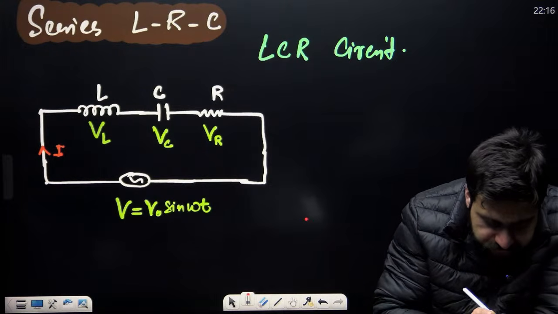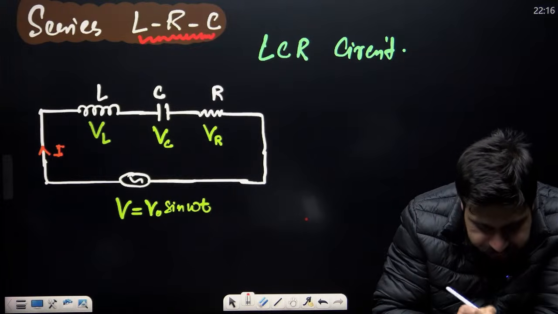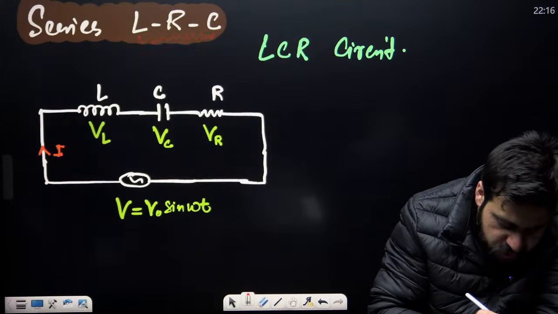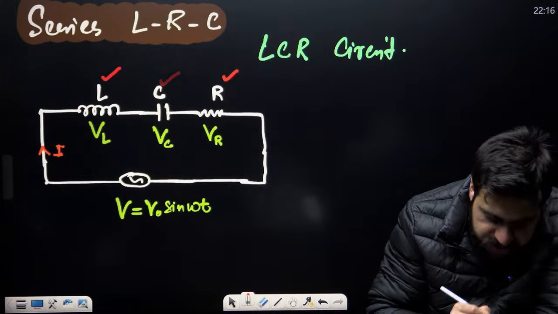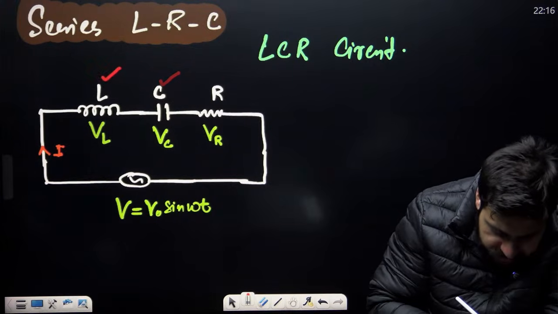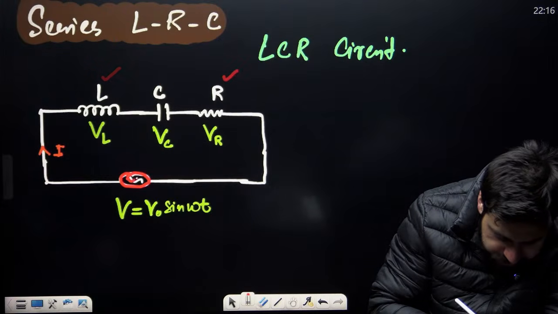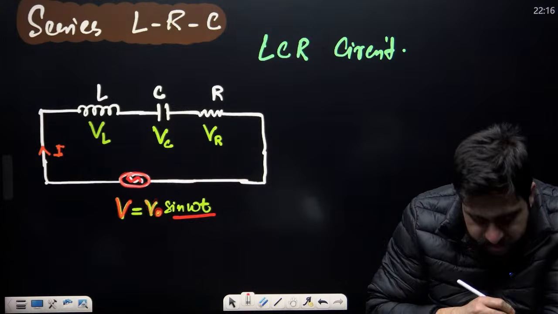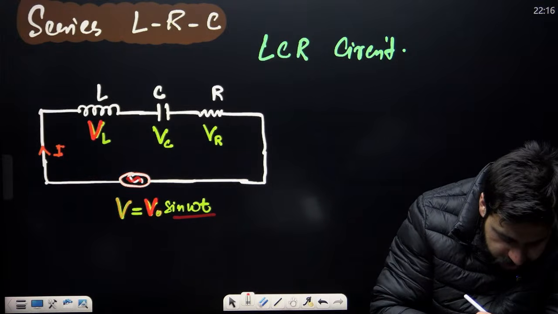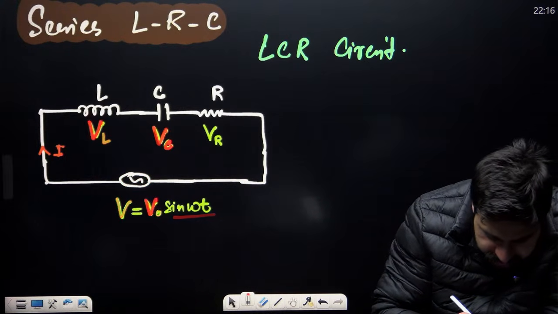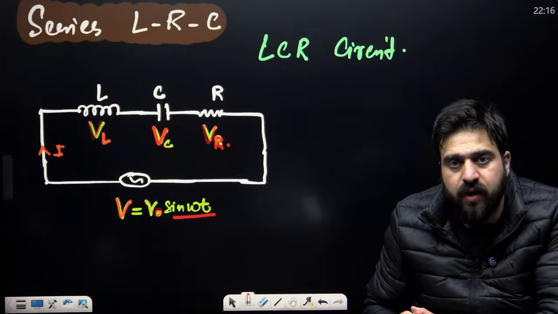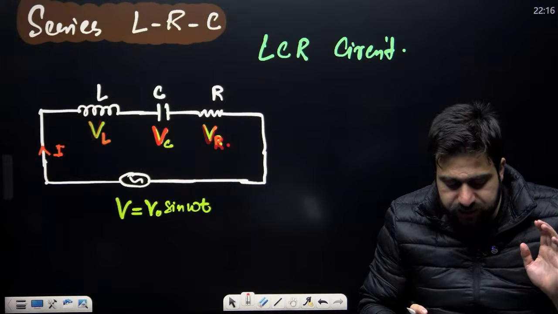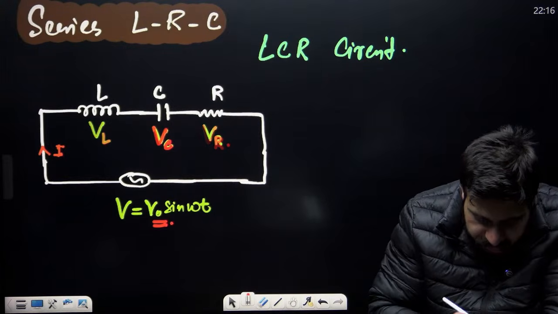Now guys, take a look. Series LCR circuit. Series LCR circuit means in which you have inductor also, capacitor also, resistor also. So this is the alternating source connected to this. And voltage sent by the alternating source is V is equal to V naught sine omega t. So this is the voltage across inductor. This is the voltage across capacitor. This is the voltage across resistor. This is V is equal to V naught sine omega t.